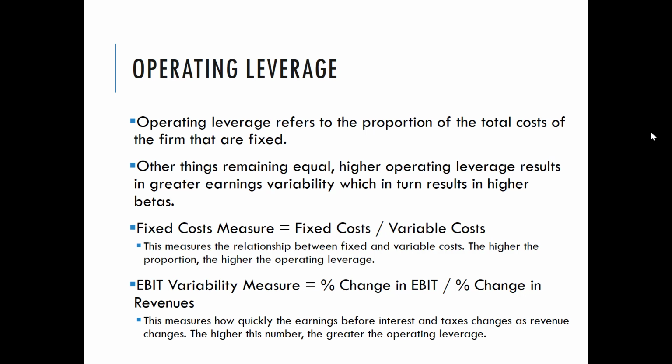Again, usually this is not observable for most firms, because if you're an external party or investor, you can't observe this. Instead, what you can do is look at the EBIT variability measure. So basically what you do is you look at the change in EBIT and divide it by the change in revenues. The idea here is, if revenues go up or down, you want to see what relationship the change in EBIT has. If it's more variable, then that implies something about the operating leverage.